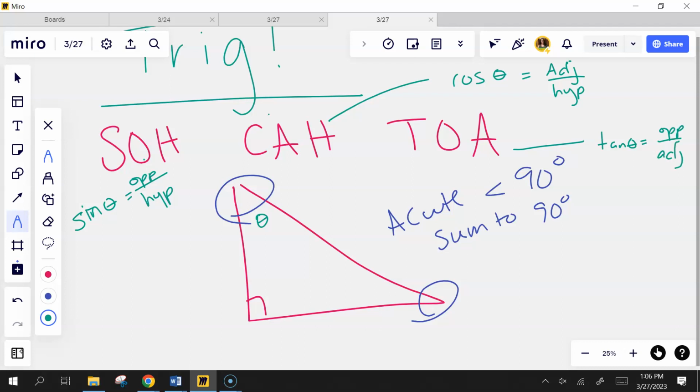Now, we also talked about Friday with right triangles something that you should already know, which is the Pythagorean theorem, where a squared plus b squared equals c squared.